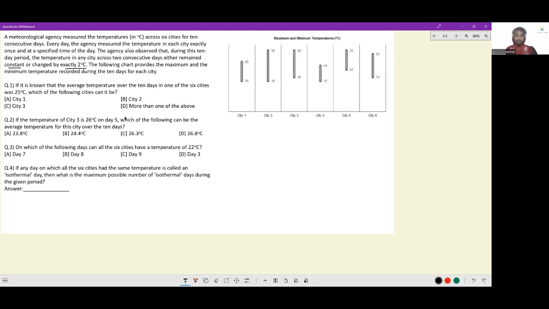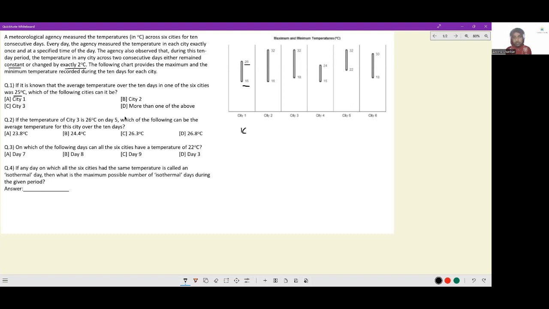Let's look at city 1. I see the range lies from 16 to 26. For it to reach an average of 25, we would need a lot of days on which the temperature recorded was 26.